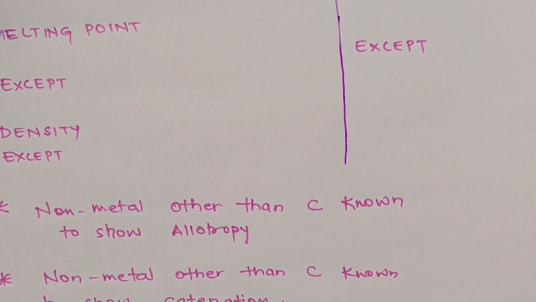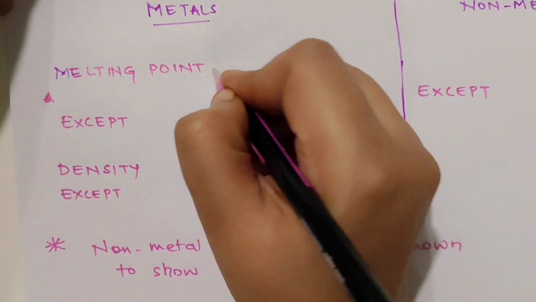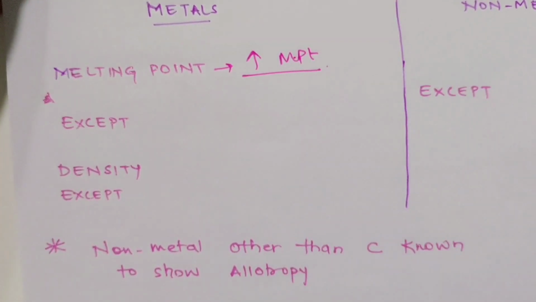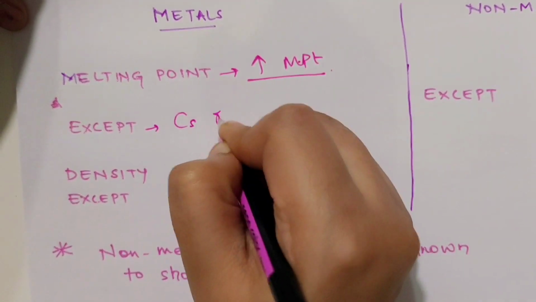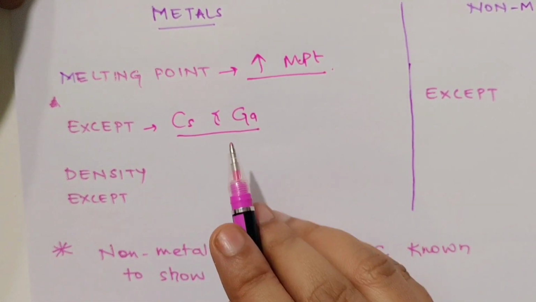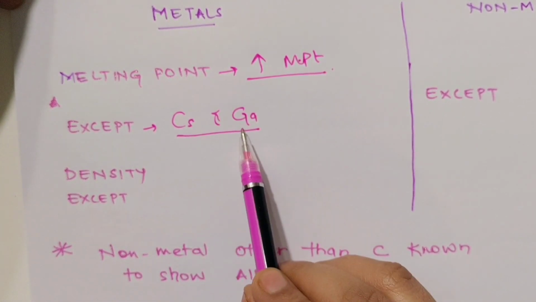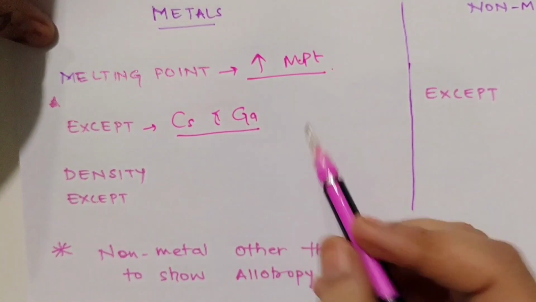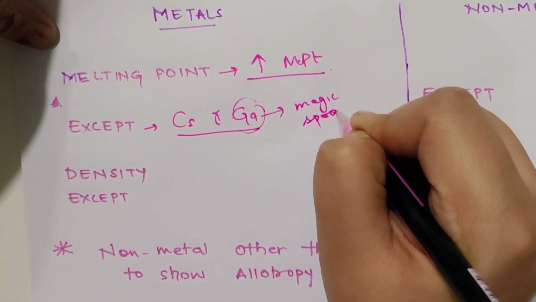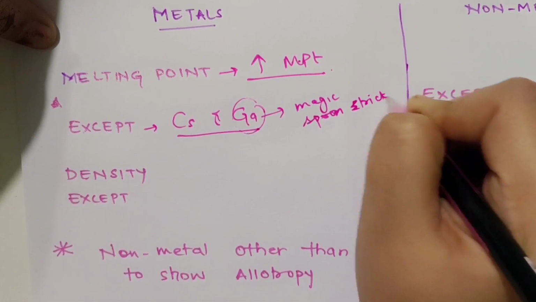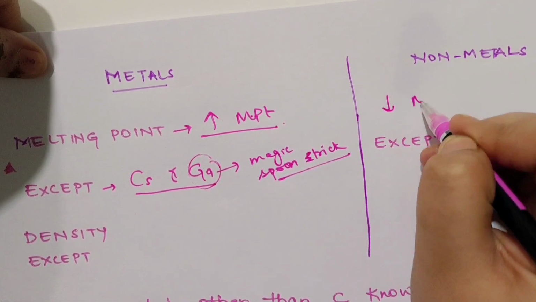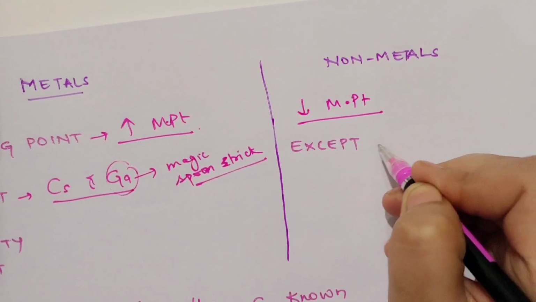Next up we have a few more properties. Melting point. We know that metals have a high melting point, except cesium and gallium. These two metals have a very low melting point, just a little over room temperature. So if you keep these metals in your palm, they will melt. In fact, gallium used to be used in the magic spoon trick. Google it. Non-metals have a low melting point, except diamond.